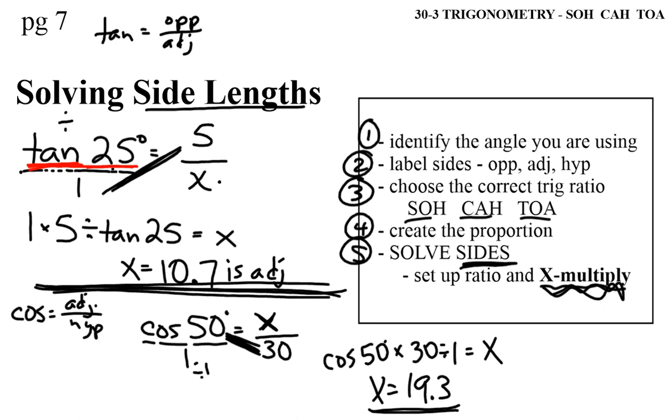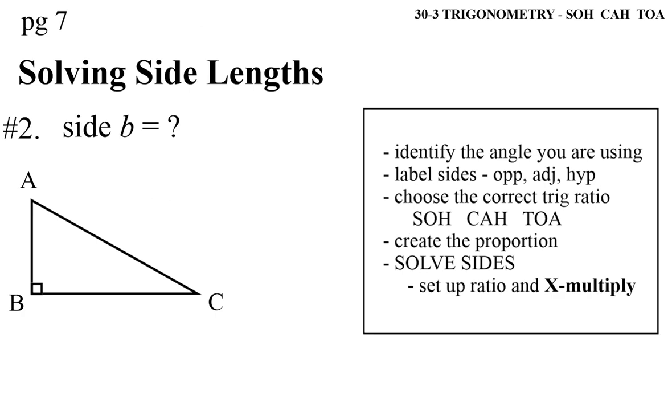Solving side lengths, this cross multiplication process is key. So let's take a look. Page 7, solving side lengths. Let's find side B. Wow, this is interesting. I forgot to add lengths in here. Let's put those in. This is question 2.